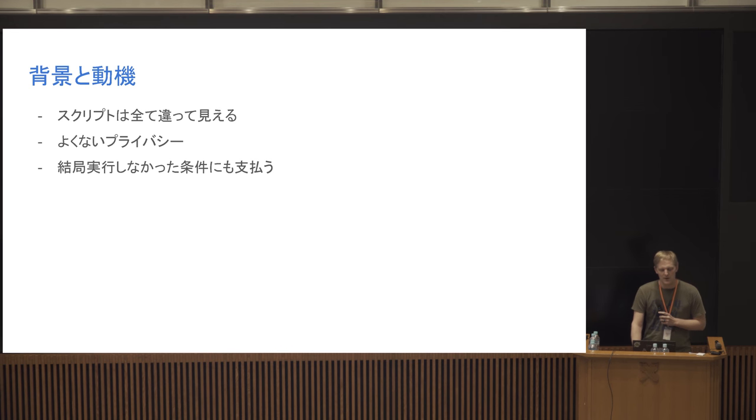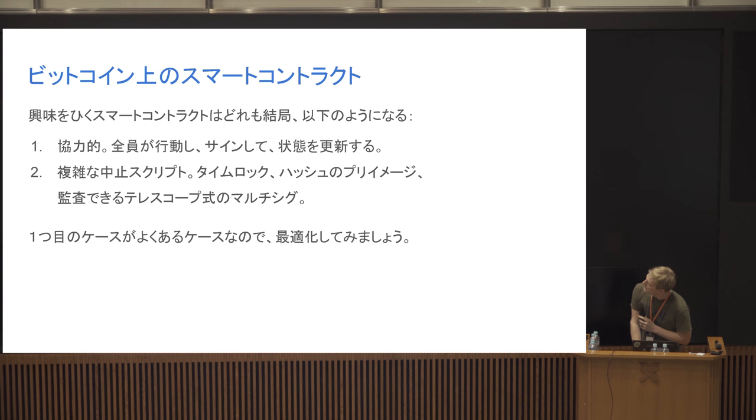So in certain scripts, you'll have the thing you normally do, but once in a while, you might need to use another clause in the script, and you have to pay for that every single time. So these interesting cases that actually exist in real life, you have two cases. You have the cooperative case where everyone behaves, signs, and then updates the state.